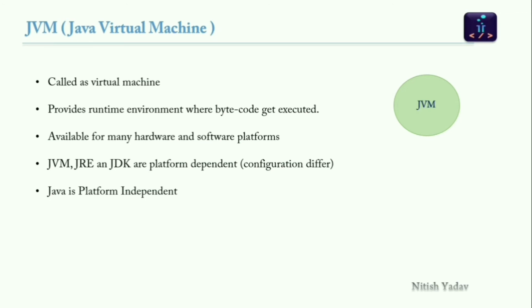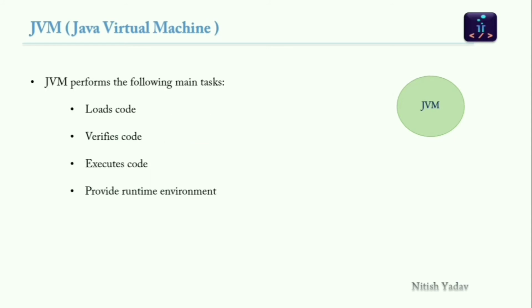JVM, JRE and JDK are platform dependent because their configuration differs with respect to the operating system. Java is platform independent, we all know that. JVM also performs the following main tasks: it loads the code, verifies the code, executes the code, and it also provides a runtime environment for the bytecode execution.